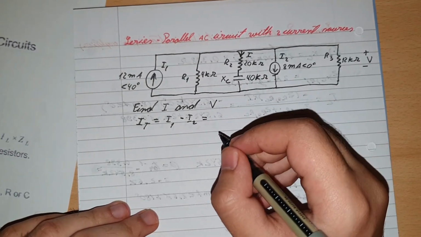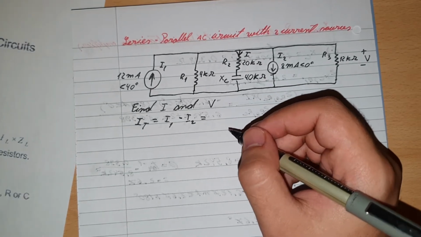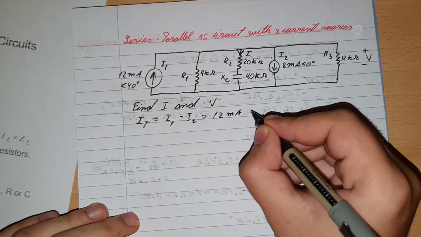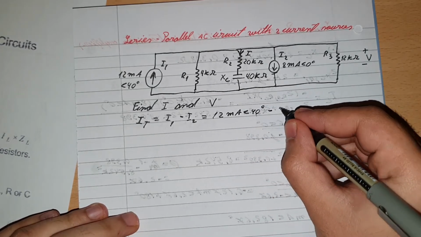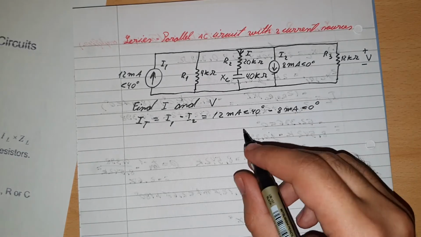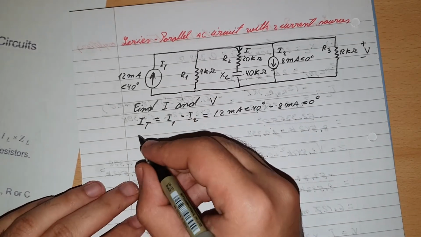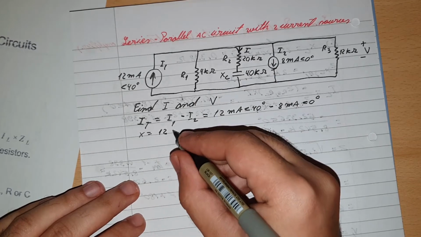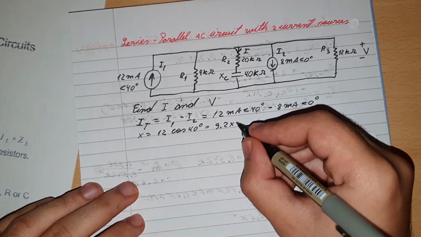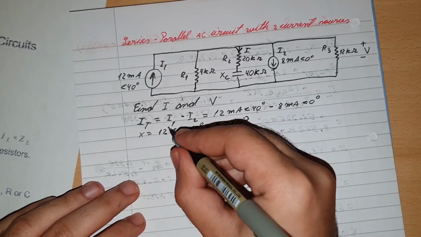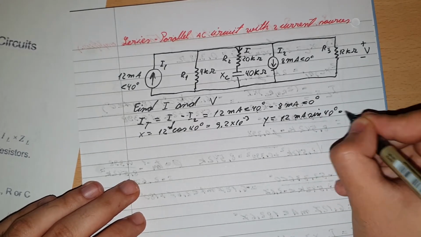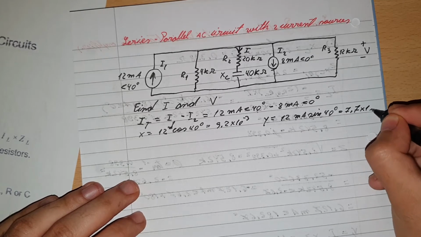So then that will be equal to, sorry, I'm going to sneeze. Cheers. Okay, so now what we do, we can do 12 milliamps at an angle of 40 degrees minus 8 milliamps at an angle of 0 degrees. To do this calculation, x is equal to 12 cos 40 degrees, that will be equal to 9.2 times 10 to the minus 3. Remember, we are using milli values here. And then y is equal to 12 milliamps sine 40 degrees, that will be equal to 7.7 times 10 to the minus 3.